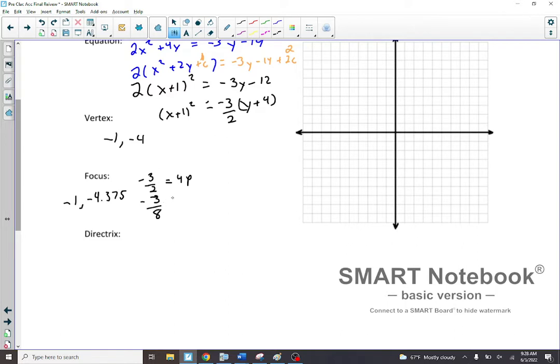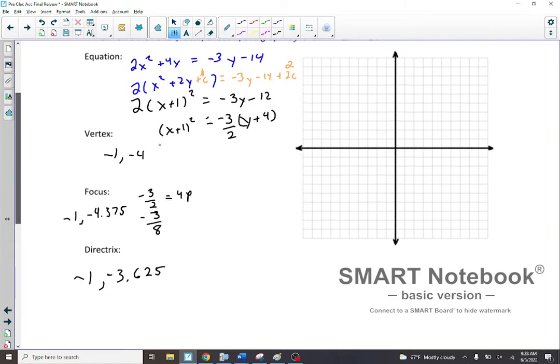The directrix is to subtract the p-value. So negative 1, comma, so it'll be plus 3/8. So it's going to be negative 3.625. Oh wait, it's not a point, my fault. It's just a line. So y equals negative 3.625. Take out a 3. Yeah, this thing's correct.